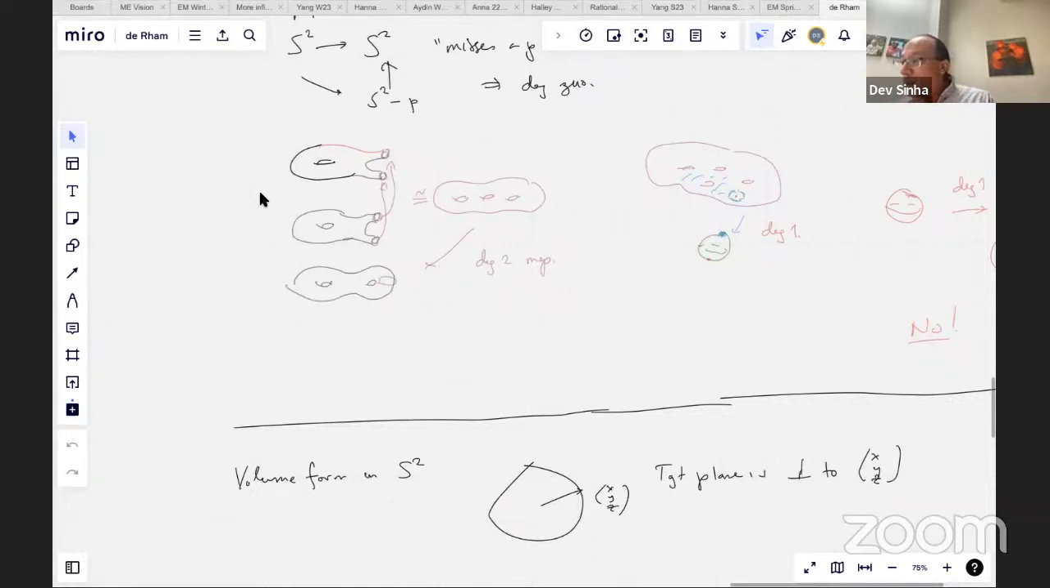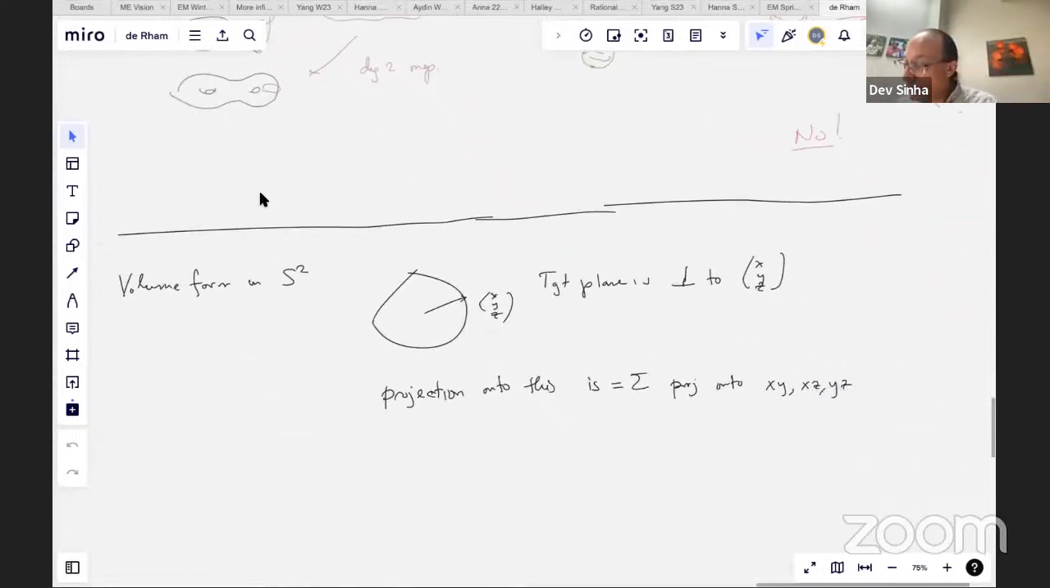But the point is that if I'm going to project onto that, then in this isomorphism between two forms and vector fields, projection onto this is going to be the sum of projections onto the x, y, the y, z, and the x, z planes, weighted by dot products of the normal vectors.